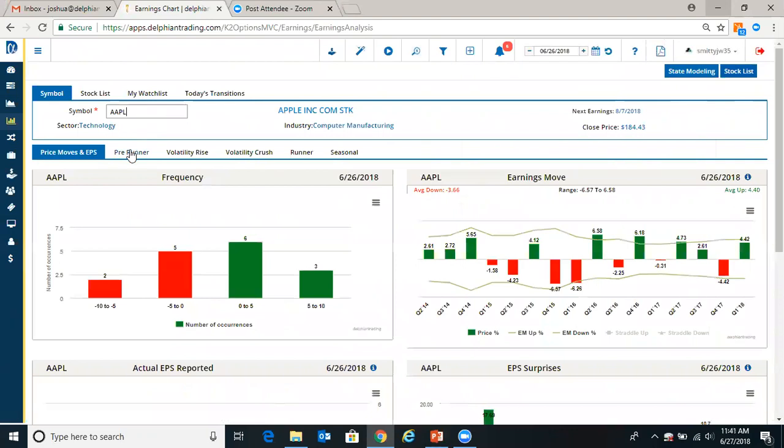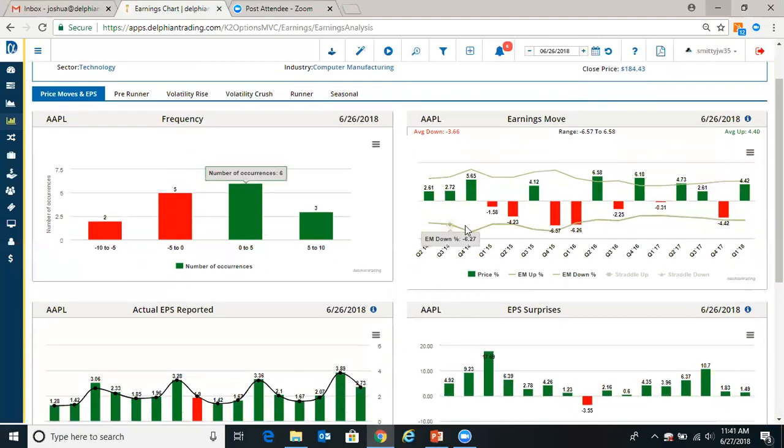This is broken up into different tabs based off of different criteria. The first tab is price moves and earnings per share. It gives you a frequency, over the last 16 quarters, of how many moves were 5 to 10% up, 0 to 5, etc. Earnings moves over here: we give you the percentages, the expected move, and then the actual moves, going all the way back to the last 16 quarters. So you can see how many times they got outside the expected move.